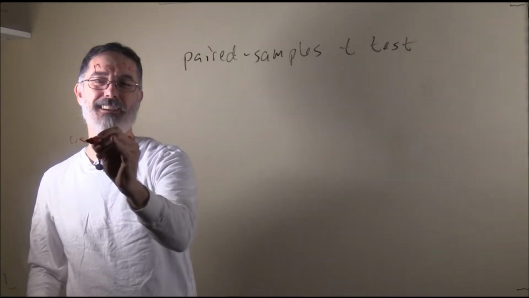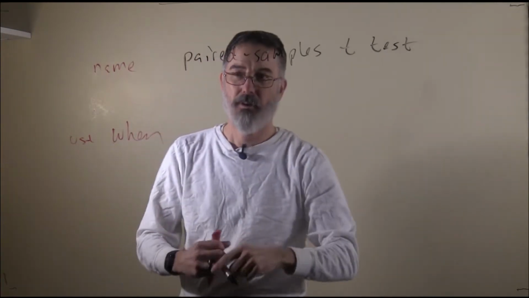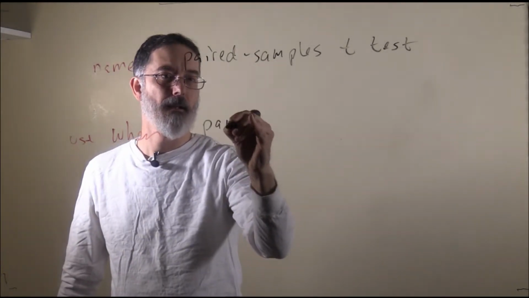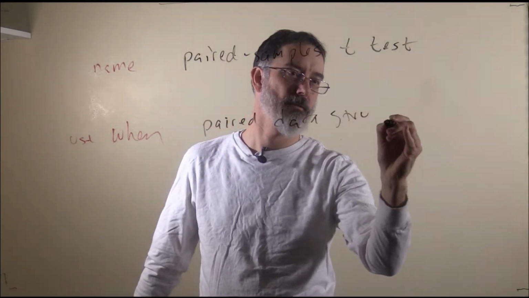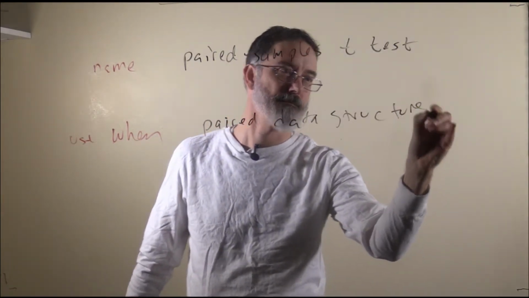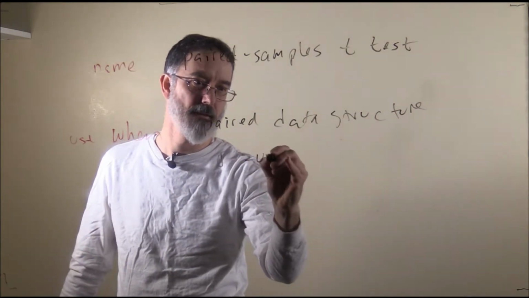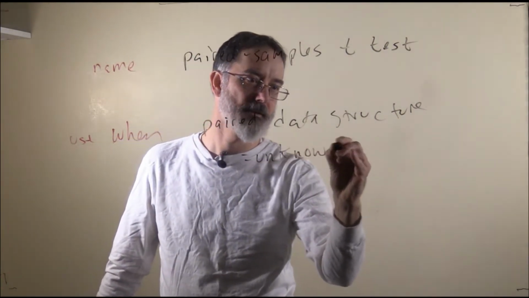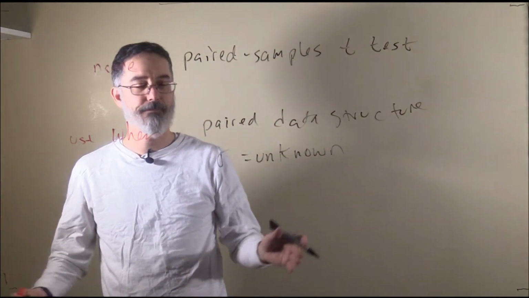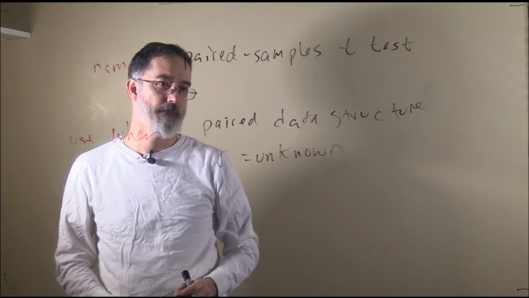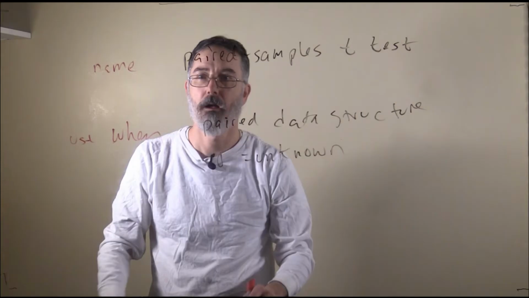You'll use this test when you have a paired data structure, and I'll show you what that means in a second, and the population standard deviation is unknown. If you knew the population standard deviation, you'd get to do a z-test, but just like with the one sample t-test here, we don't know the population standard deviation.